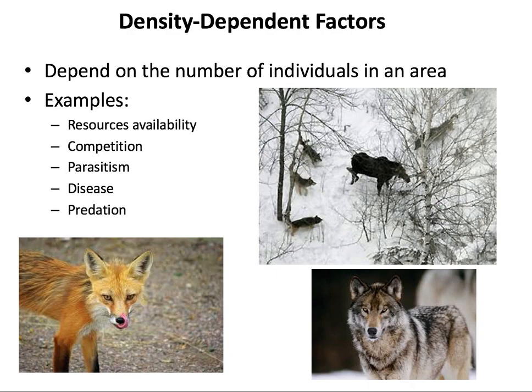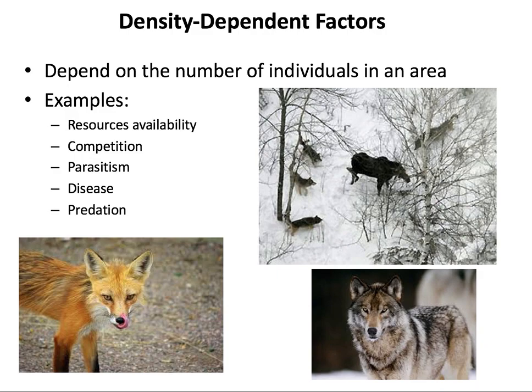So these types of factors include things like resource availability. So when you have a lot of individuals cramped into a small space, you start to run out of resources, things like food. If you have herbivores, they're going to run out of vegetation and grasses. If you have carnivores, they're going to run out of prey items. As resource availability goes down, competition goes up. More competition means that somebody is not going to end up getting food or getting water or getting mates.